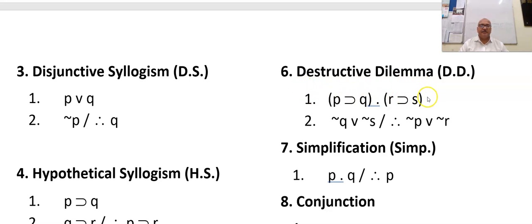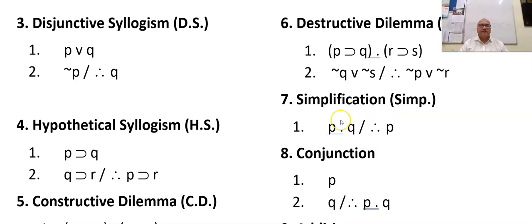So the first line is the same as you see in the constructive dilemma, but what you do in the second line, these two are conditional statements. Q is the consequent in this conjunct and S is the consequent in this. So if we are denying the disjunction of their consequents, then we can derive the disjunction between the denial of their antecedents, right? So this is called destructive dilemma, and you know that this is an extension of the rule of modus tollens.